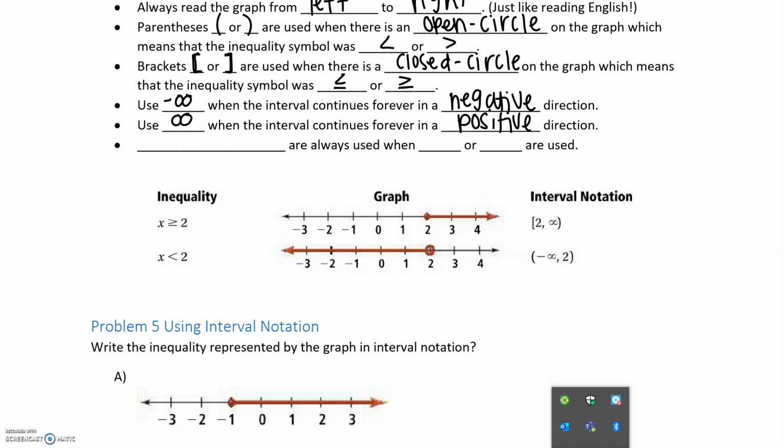Okay, so parentheses are always used when our negative infinity or positive infinity are used. Okay, so if we have the inequality of x is greater than or equal to 2, our graph is going to look like a closed circle at 2, and it goes on forever in the positive direction. Since it's a closed circle at 2, we have a bracket. We have 2, comma, infinity, parentheses. We're always using parentheses when we have infinity.